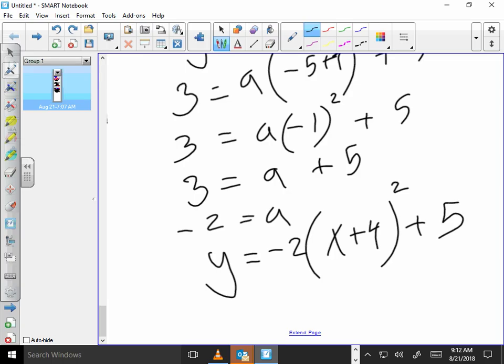Any questions about going backwards? Identify the family of curves. Figure out where the 0 point went. Plug those numbers into your general function. Solve for a. Done, done. So here's one for you.